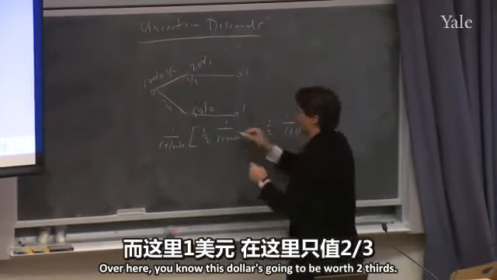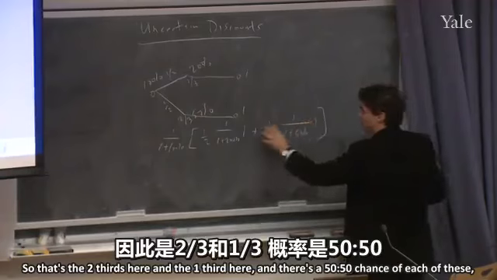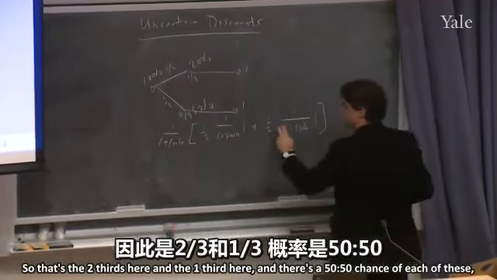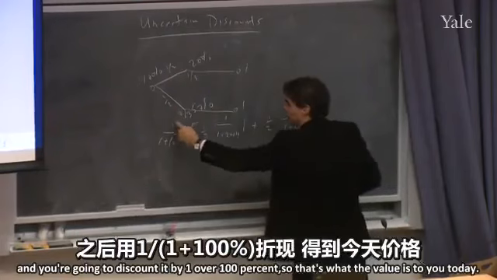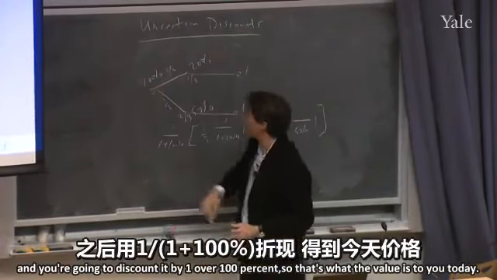Okay, because over here you know that this dollar is only going to be worth a third to you. Over here you know this dollar is going to be worth 2/3. So that's the 2/3 here and the 1/3 here. And there's a 50-50 chance of each of these. And you're going to discount it by 1 over 100%. So that's what the value is to you today.